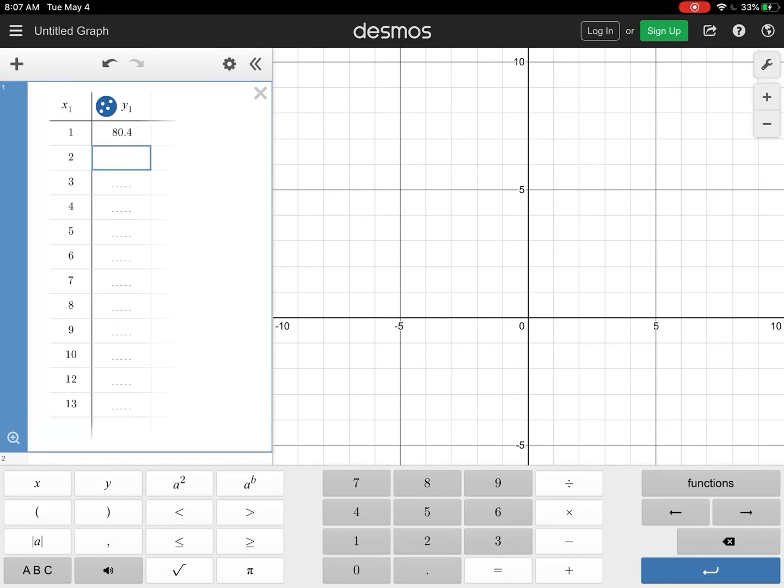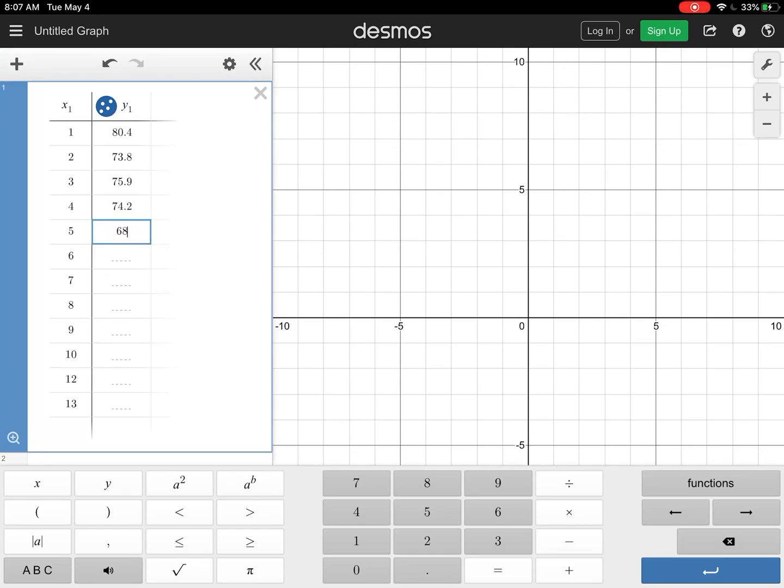The key thing when you're putting data in is to make sure you're putting it in right. If you input or even forget one piece of data or have one typo, you're going to get a wrong equation. So 75.9, 74.2, 68.3.